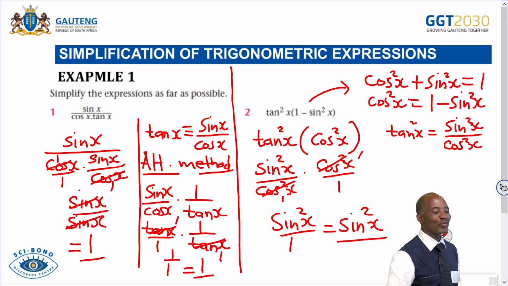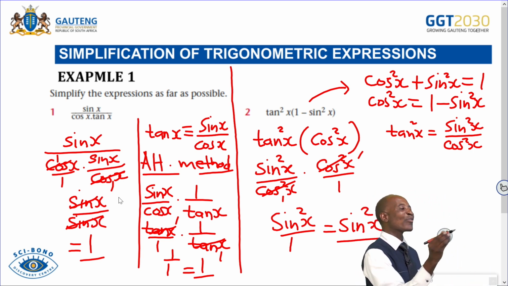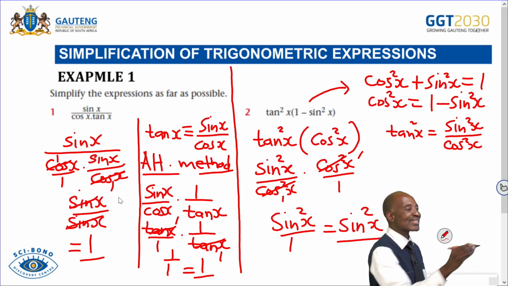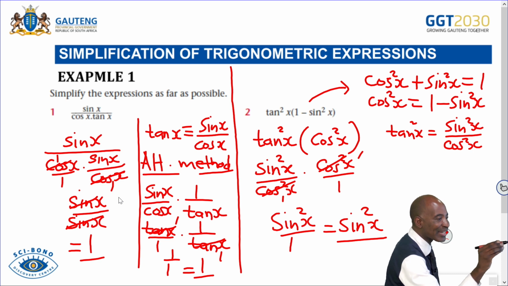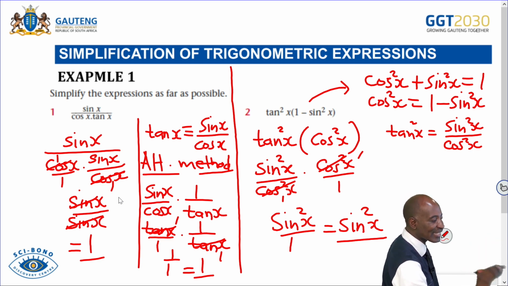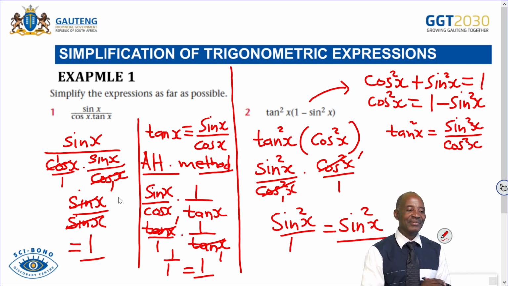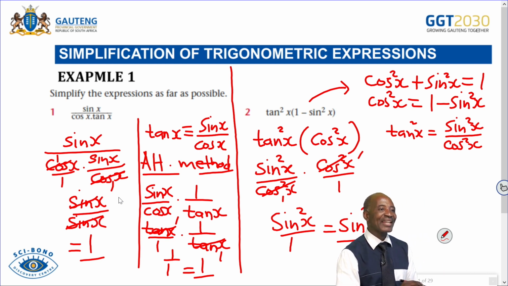You find some of you still having 1 over sine squared. You must know which number divides the other. Sine squared is a numerator, 1 is a denominator. 1 times 1 is a 1. So 1 into any number is that number.